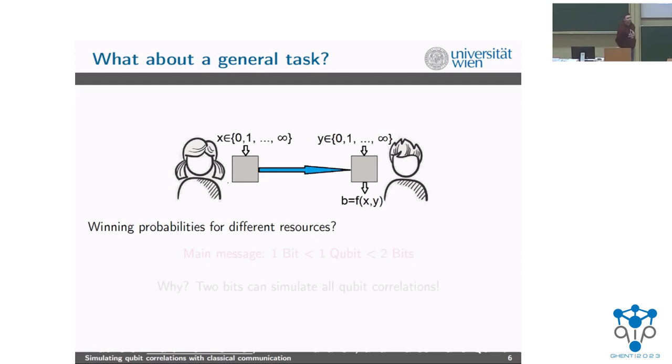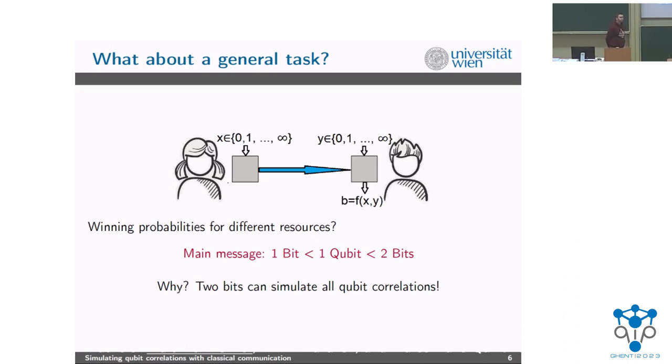Alice has an arbitrary input, Bob as well, and Bob in the end is asked to output a certain function of these inputs. The main message of my talk I can already show you on that slide: you will never find a task where 1 qubit is better than 2 bits. And why is that so? Because it turns out that 2 bits of classical communication are always sufficient to simulate all correlations you can achieve in a qubit scenario.